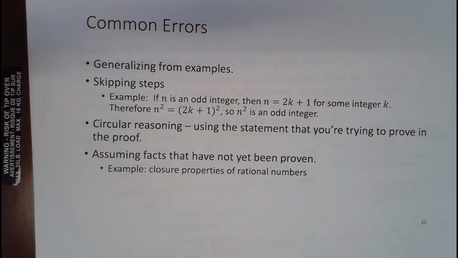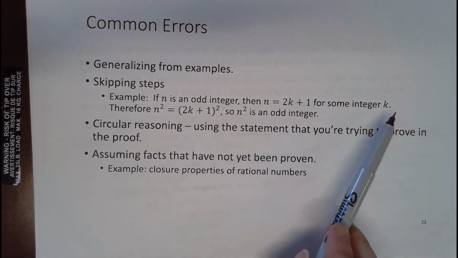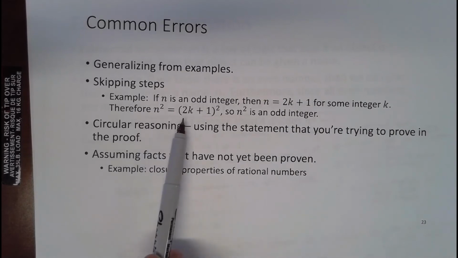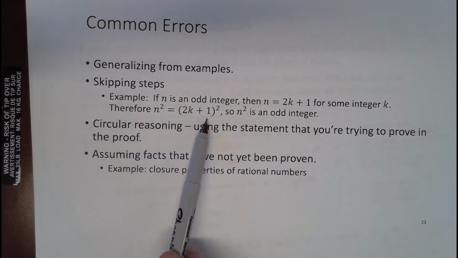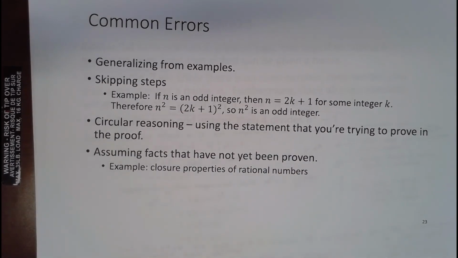Okay. Lots of people want to skip steps. Okay, they might want to say, well, n is an odd integer, so n equals 2k plus 1 for some k. Therefore, n squared equals 2k plus 1 squared. So n squared is an odd integer. Well, I never showed that it met the definition. I can't just make a claim like this. There's too much hand waving. That's not a convincing argument.